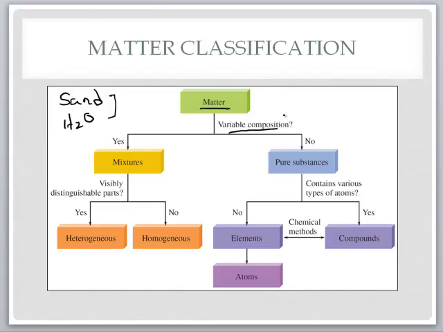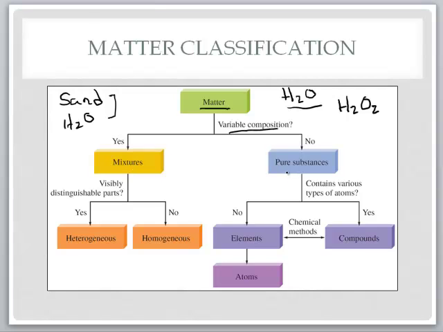On the other hand, if the composition is not variable, let's say you just have the compound water. There's 2 hydrogens for every 1 oxygen. If you vary that composition, so for example, put 2 hydrogens for every 2 oxygens, you have 2 completely different compounds. So if the composition is not variable, that means we would have a pure substance. If the composition is variable, that means we have a mixture.